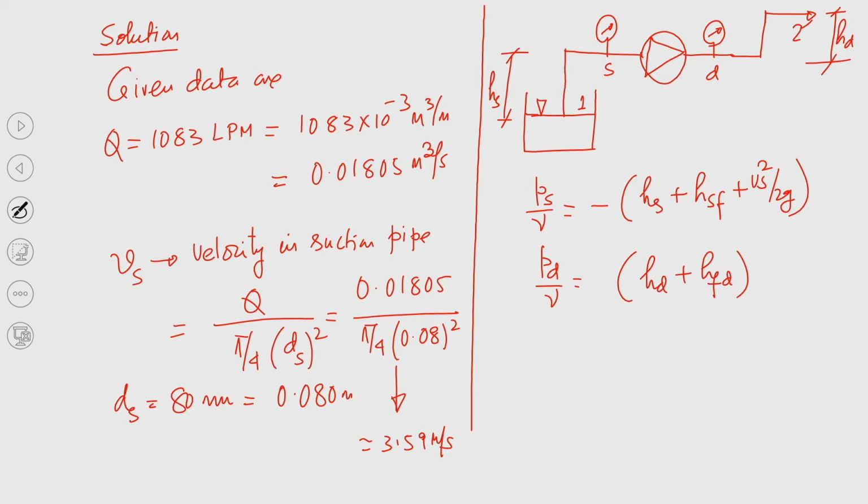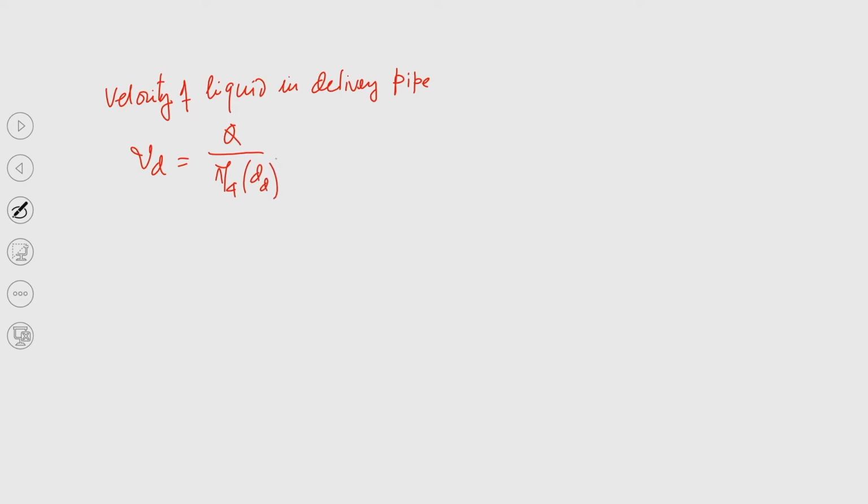Now, similarly, if we calculate the velocity of liquid in the pump delivery pipe, V d is Q divided by pi by 4 d d square, that is 0.01805 divided by pi by 4 into 0.065 square, right. If we calculate it, we will get 5.44 meter per second.